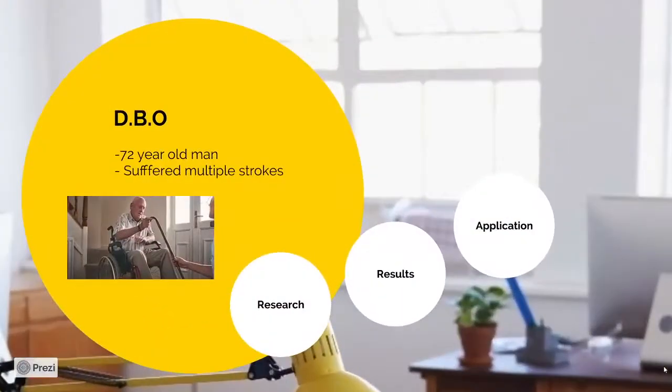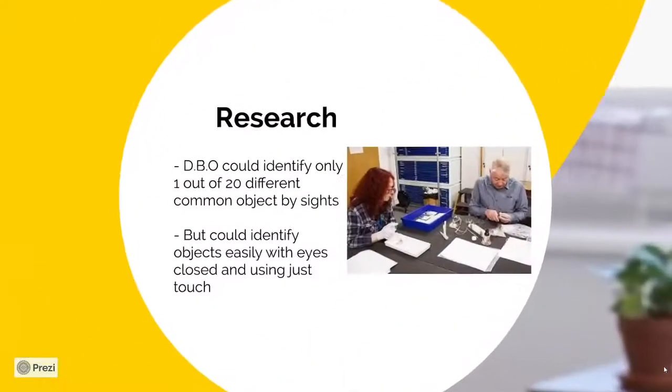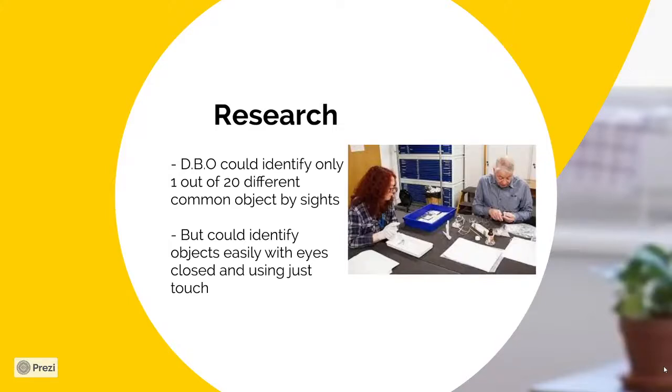The case study in this chapter is of DBO, a 72-year-old man who suffered multiple strokes. DBO could identify only 1 out of 20 different objects by sight. However, he could identify objects easily with eyes closed and using just touch.